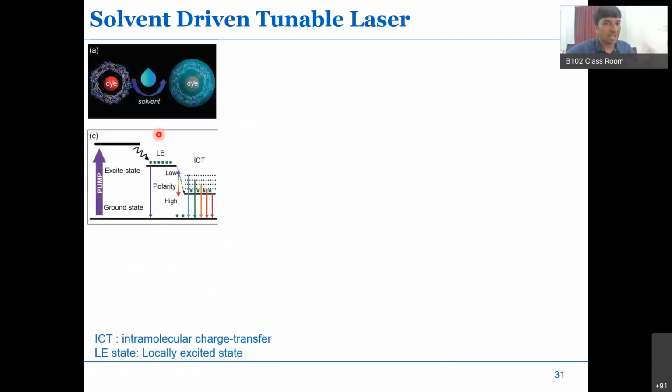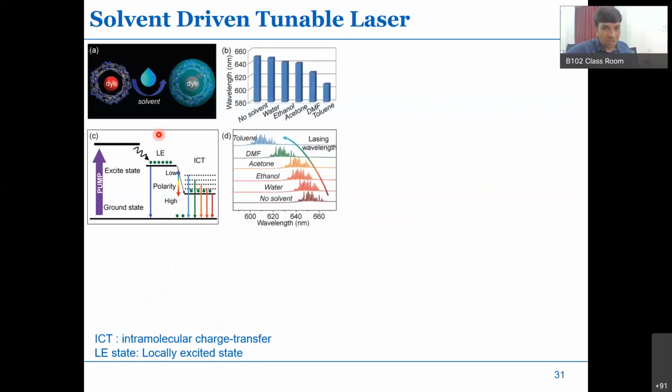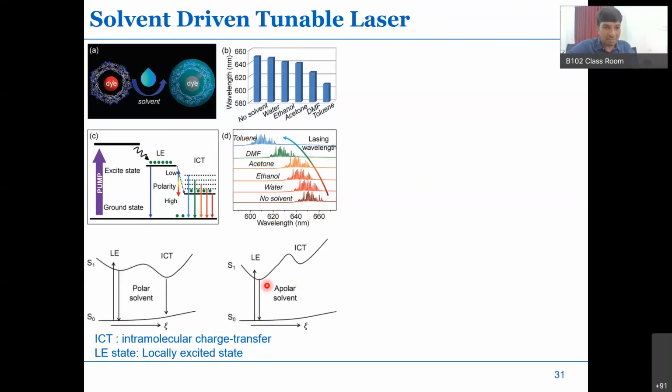For this purpose, our friends have used different solvents. By using different solvents, lasing wavelengths can be changed. So you see here, when there is no solvent, your lasers are produced around 650 nanometers. As you incorporate different solvents such as water, ethanol, acetone, DMF, toluene, the laser wavelength is going to be reduced into the higher energies or lower wavelengths. And this is because of the energy profile diagrams.